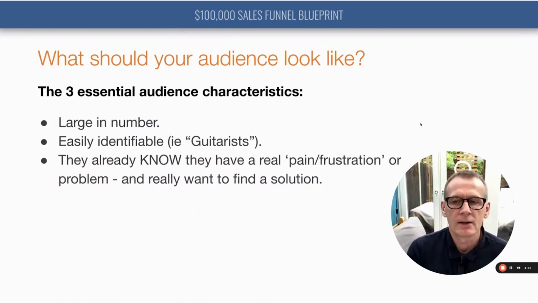And the third thing, and probably the most important thing, is that they already know they have a real pain or frustration or a problem, and they really want to find a solution. It's a lot harder if you're trying to convince somebody that they've got a pain that they don't actually feel right there and then. Your job is to target the people who already know that they've got a situation that they need to address in some way. So you need to find people who are actively out there looking for a solution because they know they've got a problem that needs solving.